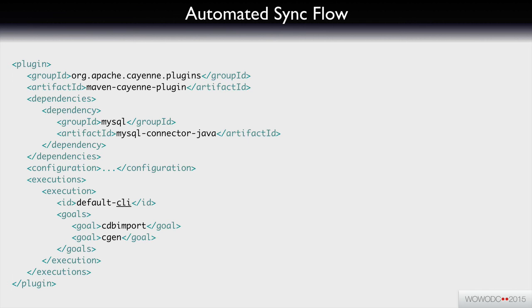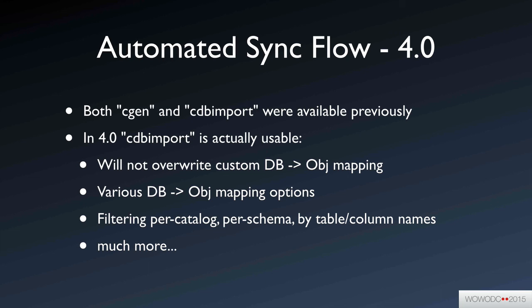So there's just a bunch of Maven code, and the important part is in the bottom, where we have the CDB import goal and then the CGen goal, and so this executes those two things in sequence. However, CDB import didn't really work prior to 4.0. Because you could only run it once to get your schema for the first time. After that, as the schema keeps changing, if you rerun it, it will wipe out all your customizations. So you could only use it when your database schema was really well designed with names that make sense when they're translated to Java, for instance.